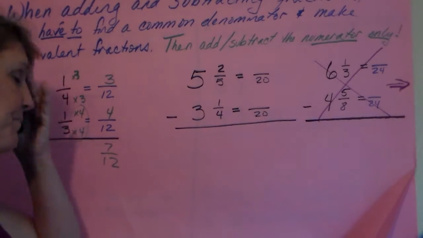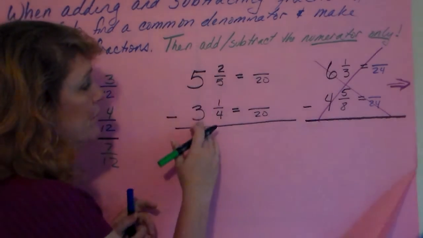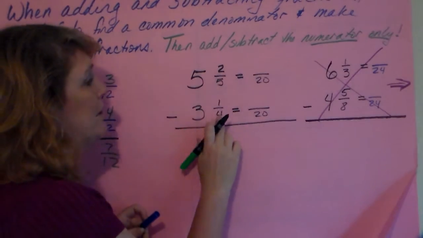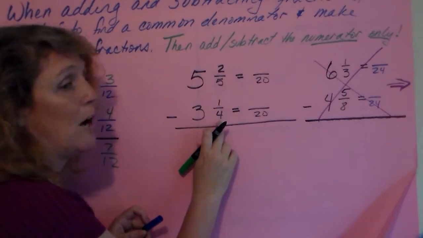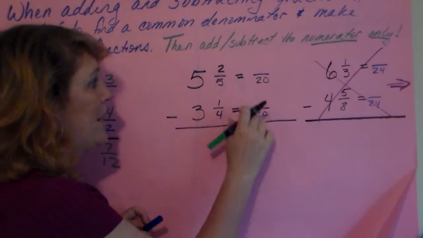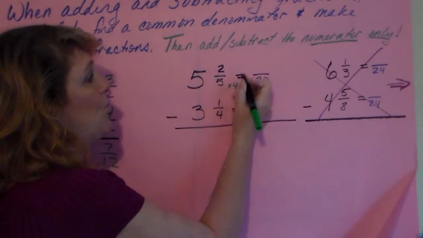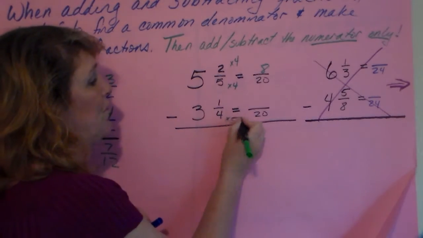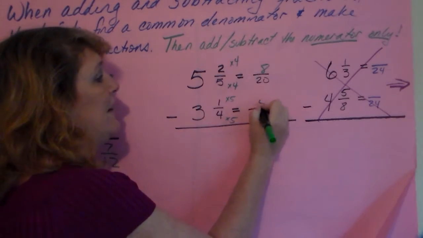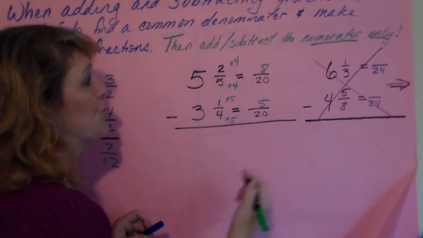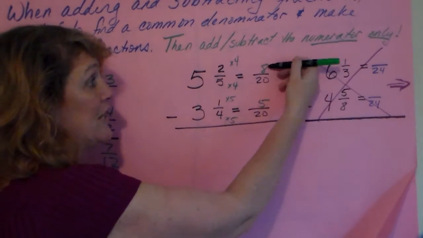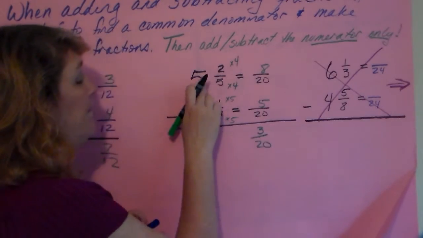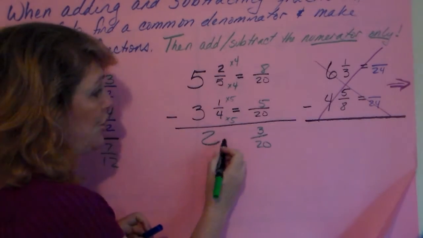What about subtraction? And look, I've got mixed numbers too. It doesn't matter if it's got mixed numbers or not, you're going to treat it the same. I need a common denominator. My least common multiple of 5 and 4 is 20. 5 times 4 is 20, 2 times 4 is 8. 4 times 5 is 20, 1 times 5 is 5. And now I can subtract just the numerators. 8 minus 5 is 3/20. 5 minus 3 is 2.